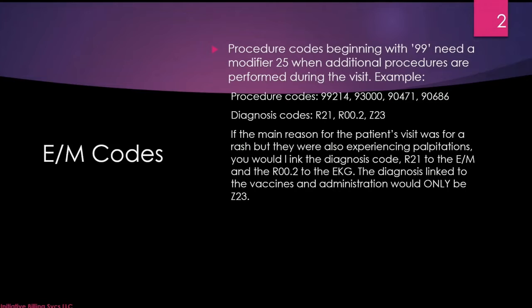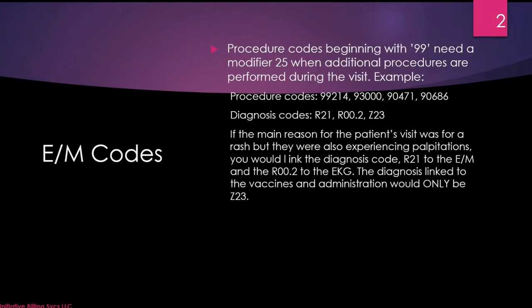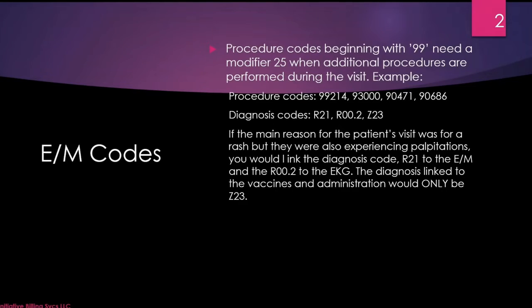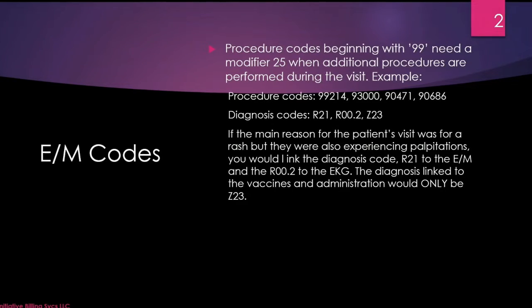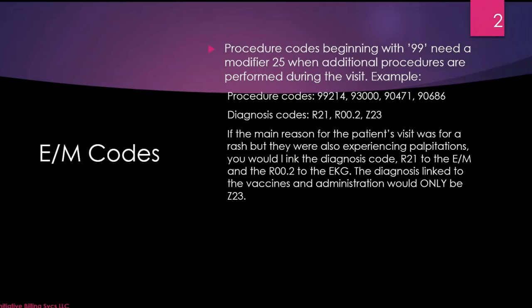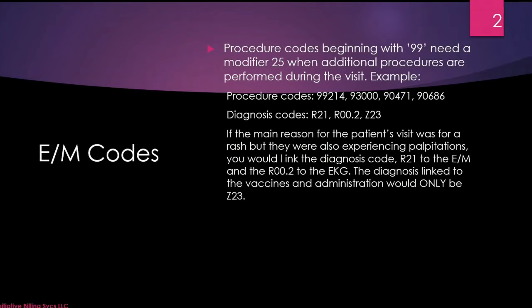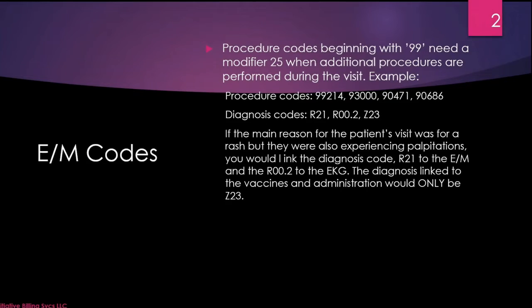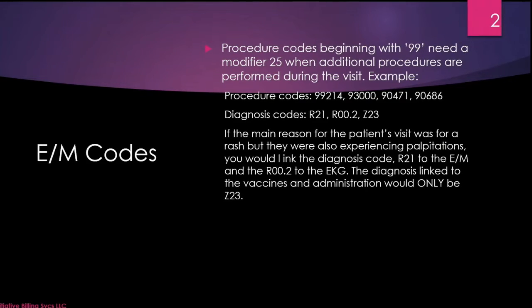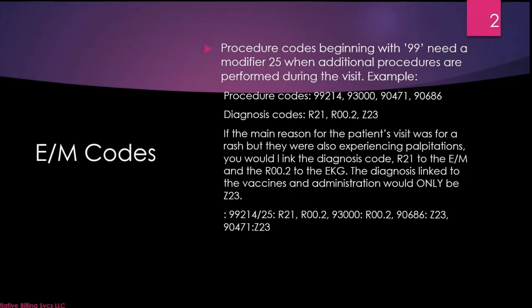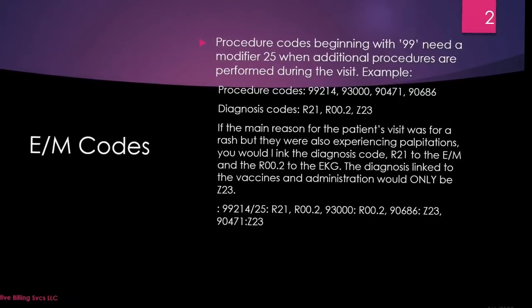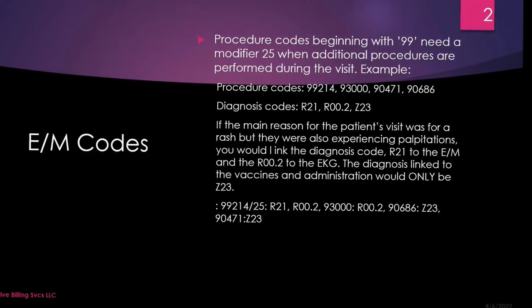If the main reason for the patient's visit was for a rash, for example, and they were experiencing palpitations, you would make sure to link the diagnosis code with the appropriate procedure code. So the rash is going to go to the E/M and the palpitations will go to the EKG. And that is what your procedure codes with diagnoses linked to them are going to look like before you send it out for billing.